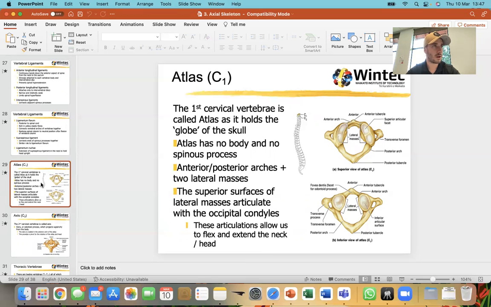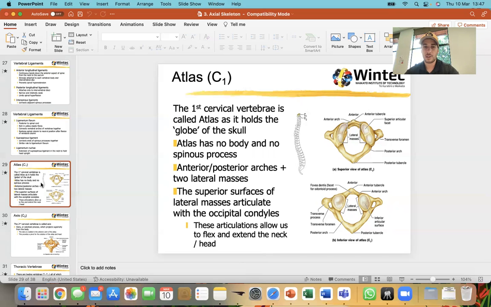Now, Atlas was a god, and sometimes you might have seen Atlas. He's standing like this, and he has the world on his shoulders. Okay, and that represents, the world represents our skull. Okay, and what Atlas does is Atlas is the vertebrae that holds the globe, or holds the skull, to the body. Right, so Atlas has no body and has no spinous process, which means we can't actually feel it. So that's up in the top of our neck.